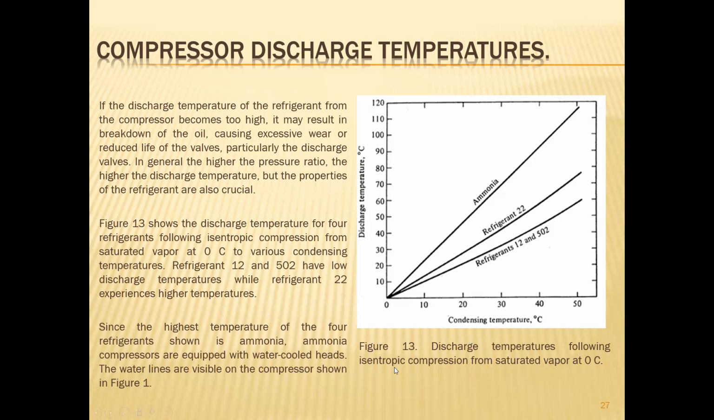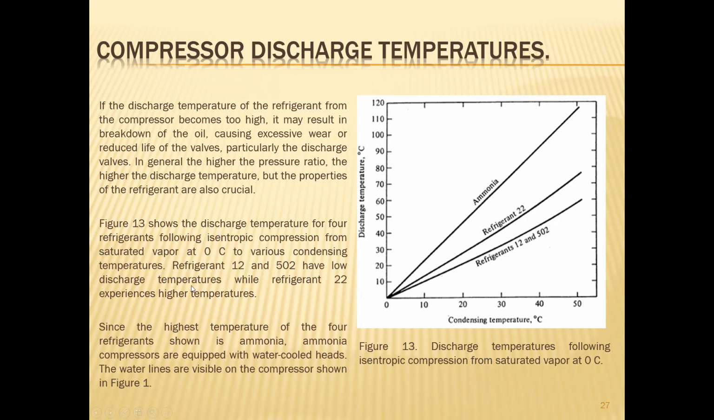So Figure 13 is the discharge temperature following isentropic compression from saturated vapor at 0°C. These are the discharge temperatures, your condensing temperature, and then your pressure. So those are the temperatures. Figure 13 shows the discharge temperature for four refrigerants following isentropic compression from saturated vapor at 0°C to various condensing temperatures.